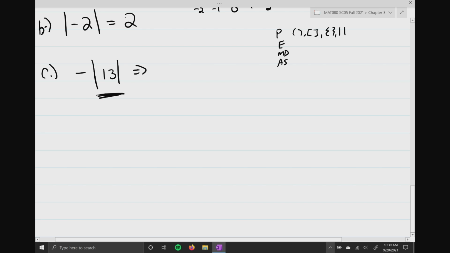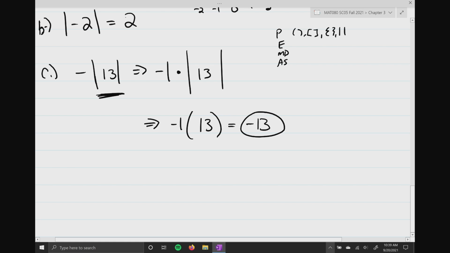We can think of this negative sign out front as negative 1 times the absolute value of 13. Therefore, I'm going to evaluate the absolute value of 13 first. Well, that's going to be positive 13. And now I'm going to multiply these two numbers together. Okay? Does that make sense, everyone? Remember, you're doing the absolute value of 13 first. Then you're going to multiply it by -1. Okay?